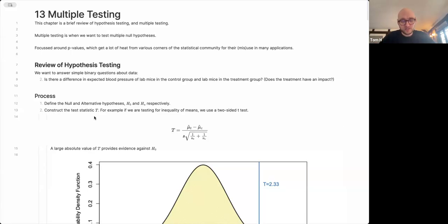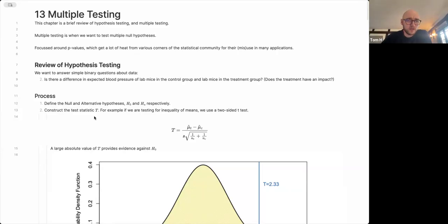There was a footnote here, but I assume it's fairly common knowledge that the control group is the one that didn't receive the treatment, and the treatment group is those that did. And so your alternative hypothesis is that there is a difference. There does exist a difference in the means.